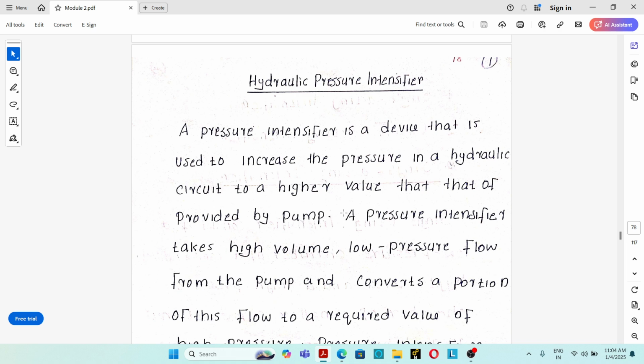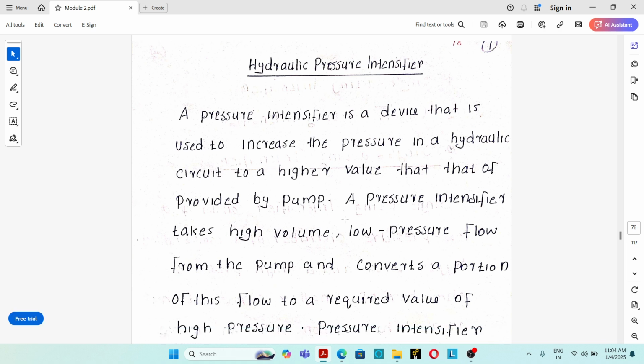So we are moving to the next topic, that is hydraulic pressure intensifier. This is a very important topic. In this topic, I am going to discuss what is the purpose of a hydraulic pressure intensifier in a hydraulic circuit, what are the classifications of hydraulic pressure intensifier, and what is the application of a hydraulic pressure intensifier. So first of all, what do you mean by a hydraulic pressure intensifier?